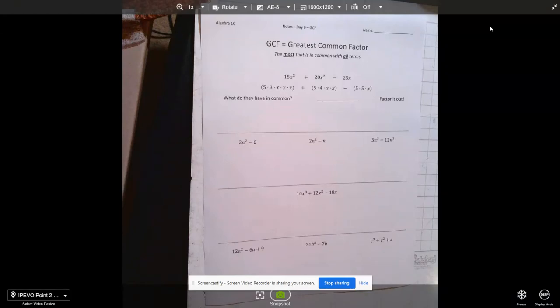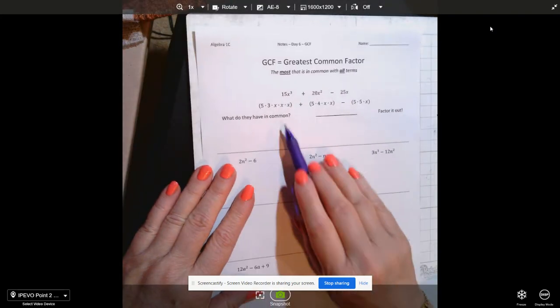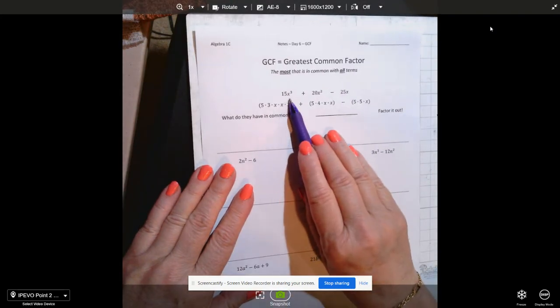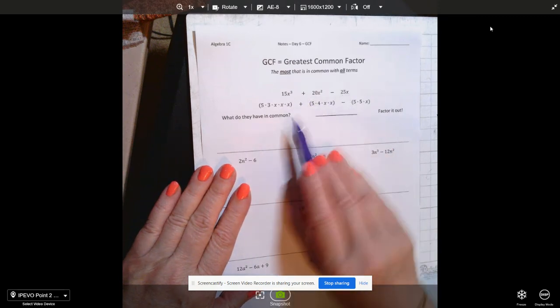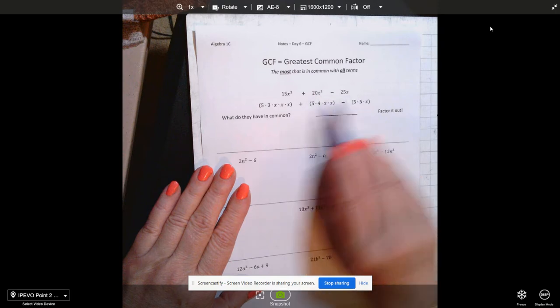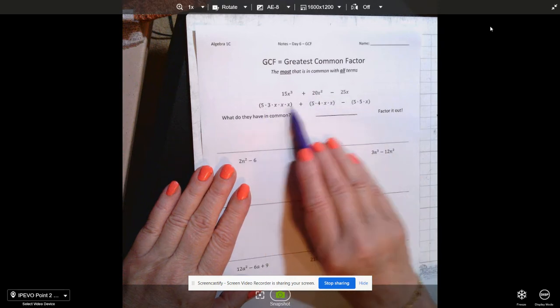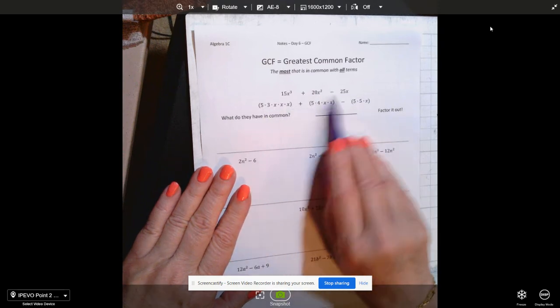All right, so this is day 6, the greatest common factor notes. If you take a look at an equation here, you have 15x to the third plus 20x squared minus 25x. You're going to look at every single term and find out what they all share. What do they have in common?